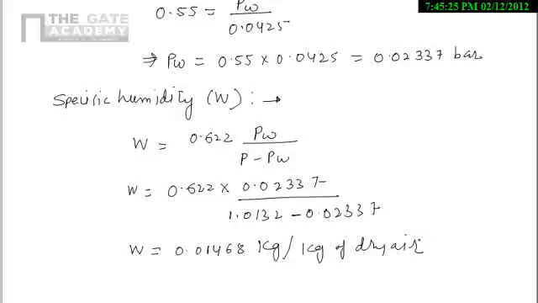So this we calculated for atmospheric air, which is at 30 degrees centigrade and 55% relative humidity. This is the initial specific humidity for atmospheric air. Now in the problem, 0.004 kg of water vapor per kg of atmospheric air is removed. So now we have to find the specific humidity after removing 0.004 kg of water vapor.